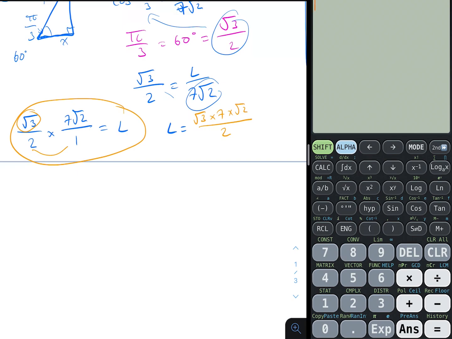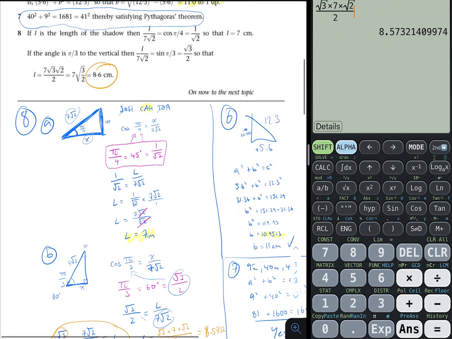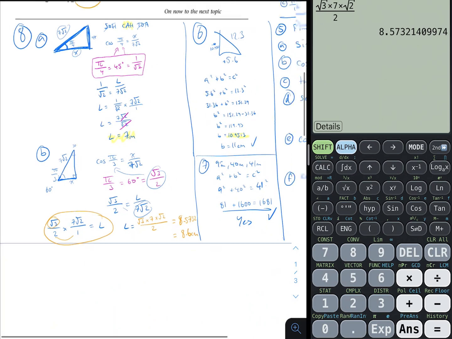So let's go. Square root of 3. Times. You just want to make sure you're not putting this times underneath the square root. So times 7 times the square root of 2. And then that gives us L is equal to 8.5732, which we can round off to 8.6 centimeters. Cool. And yeah, there you go. 8.6. Bang on.